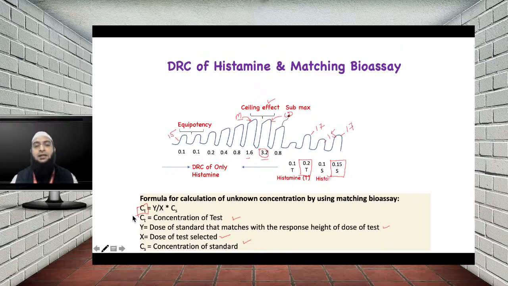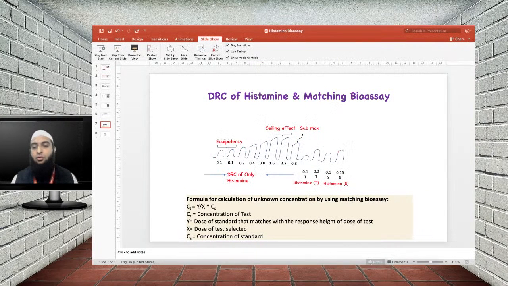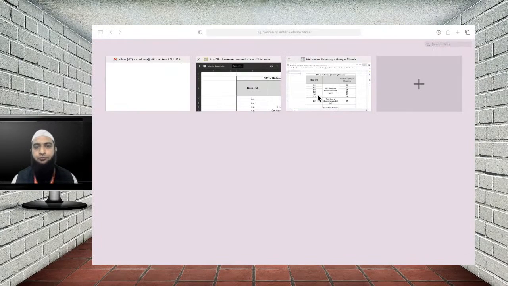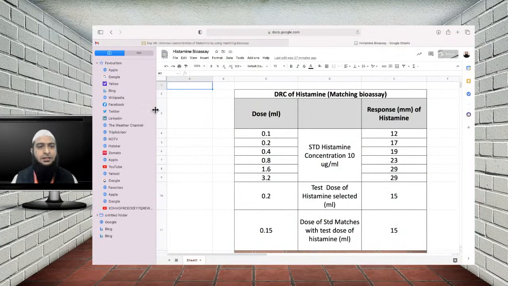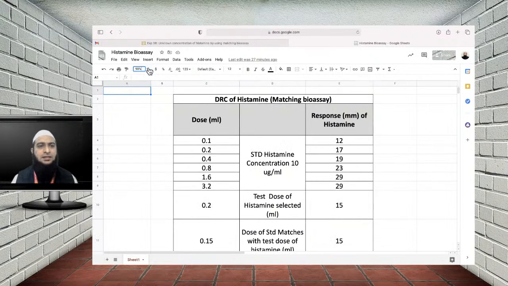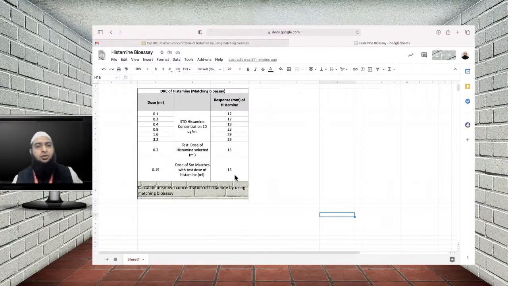So let's try to understand this by using the readings. I have given you an Excel workbook, so you open that Excel workbook. I'm going to open that workbook now. Here you can see I already opened this. Let me minimize it and reduce some percentage so that the calculation is nicely visible to you. This Excel workbook is given to you, that is the DRC of the histamine matching bioassay at different doses, the different responses of the histamine you received, and you can see here the standard dose is given, that is 10 microgram per ml. So the standard dose is 10 microgram per ml that you have to put into the formula. Now what dose of the test have you selected?